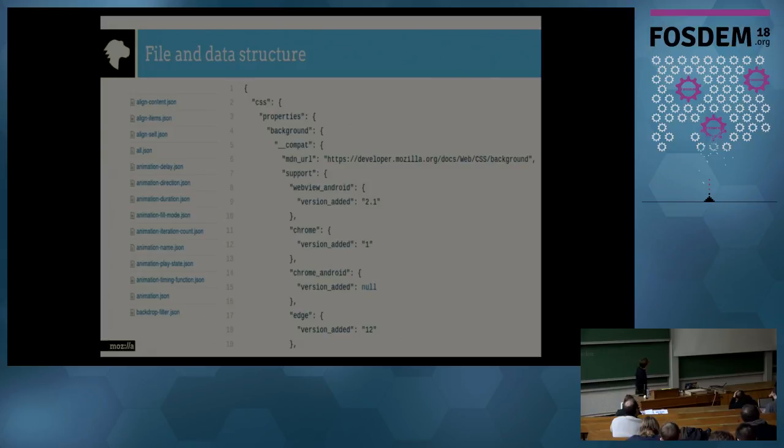So on the left-hand side, you can see the folder for CSS properties, so stuff like align-self or animation or backdrop-filter. And in each of those files, you have a JSON structure where you have some identifiers saying that, hey, this is a CSS property, it's the background property. You have a back reference to the MDN URL, and then there's a support object for the various browsers and their versions.